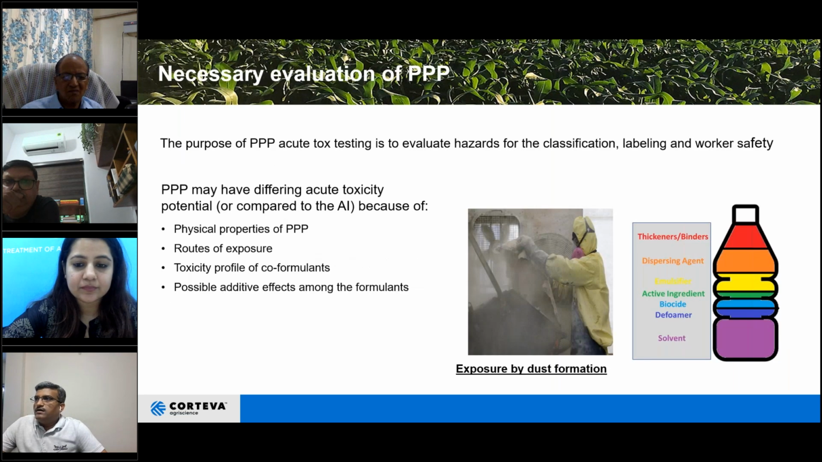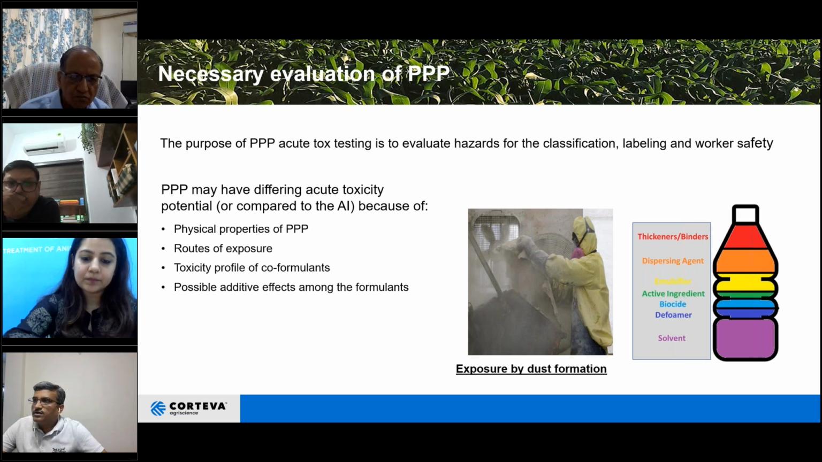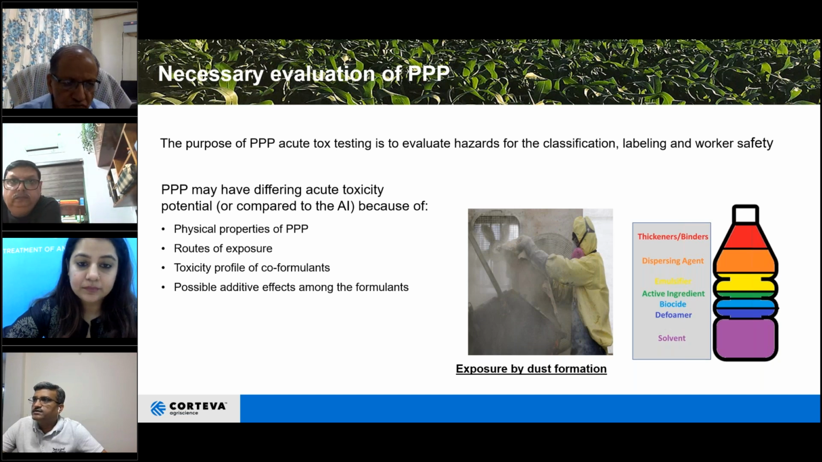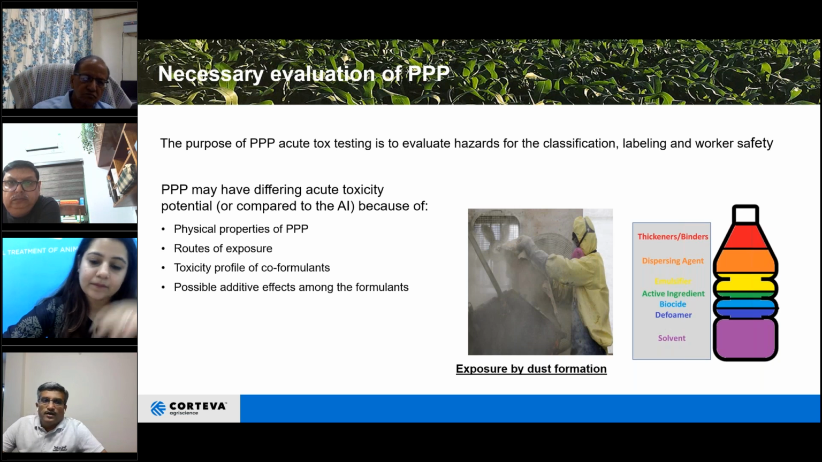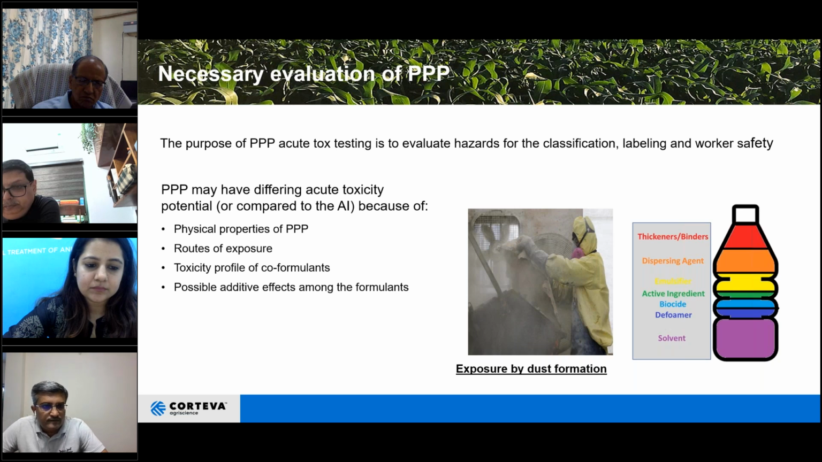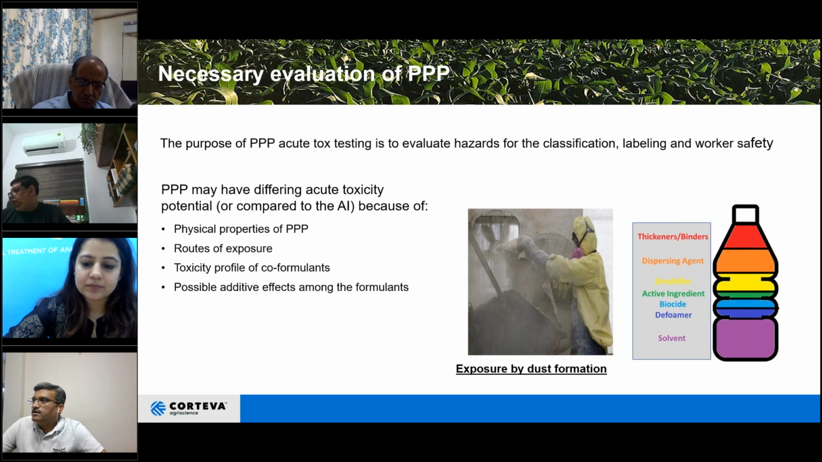The key driver for characterizing acute local toxicity properties for the end-use agrochemical products is to provide appropriate hazard communication via labeling for worker and user safety. Plant protection products may have differing acute toxicity potential compared to active ingredients because of physical properties of plant protection products. For example, in granular formulation, there may be a possibility of mechanical irritancy. Route of exposure, for example, dust formation during mixing, may pose a dermal, respiratory, or sensitization risk.